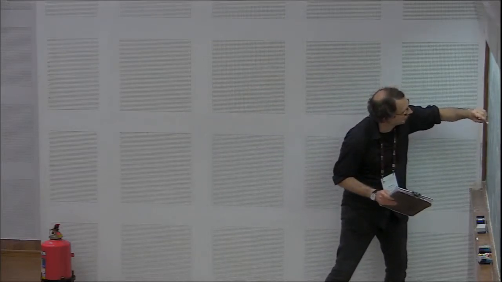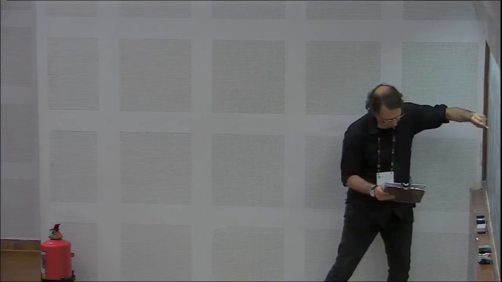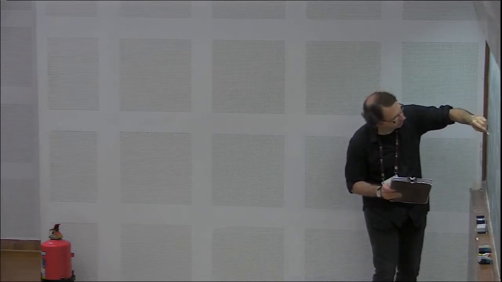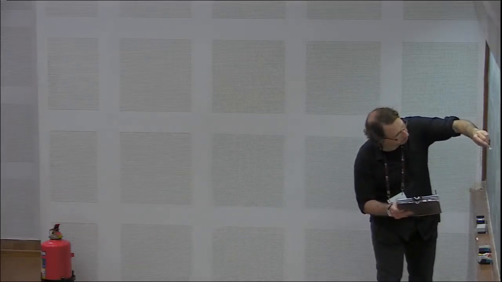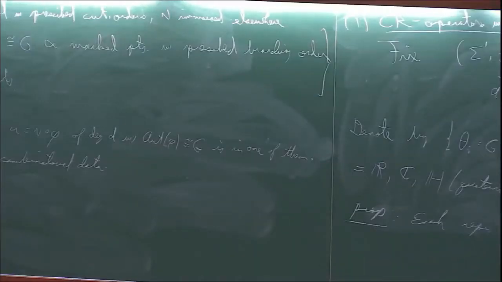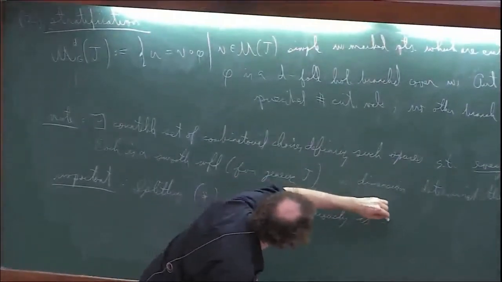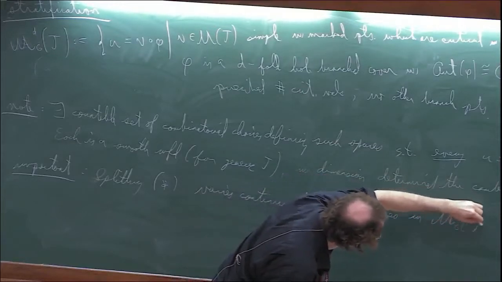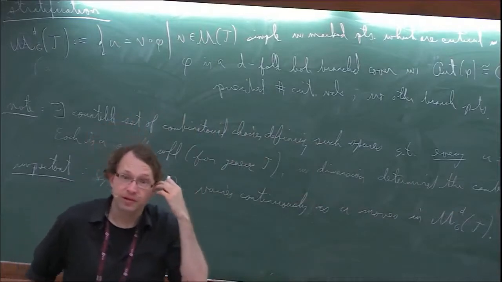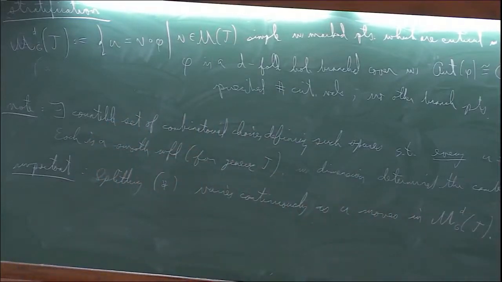Here's the important observation. The splitting that I wrote to the right and labeled with star over there varies continuously as u moves in this moduli space. So, for example, u might move around because the underlying simple curve moves around. And I want to say that the splitting of its normal operator varies continuously.